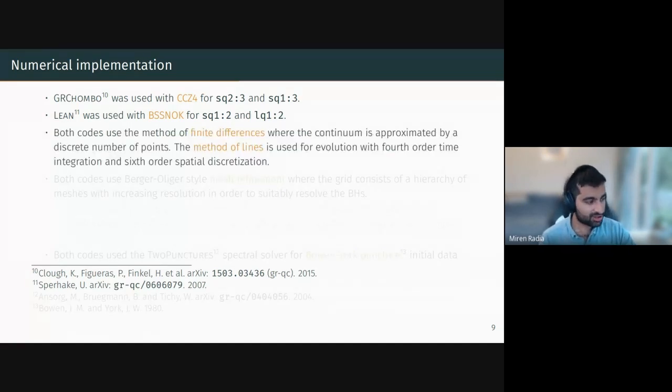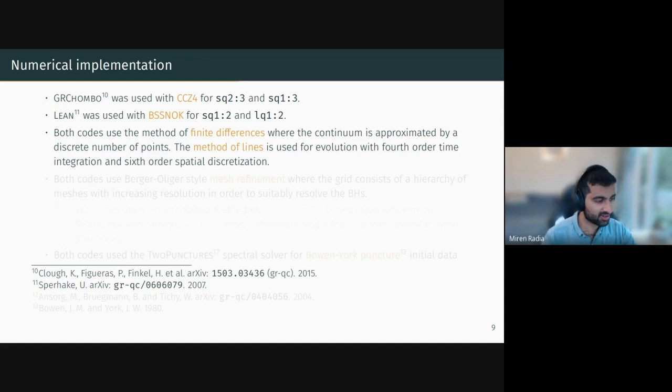So both codes use the method of finite differences. So that's probably, when you're an undergraduate, the canonical way of solving partial differential equations, but by far not the only way of solving partial differential equations on the computer. And in finite differences, the continuum is approximated by a discrete number of points.